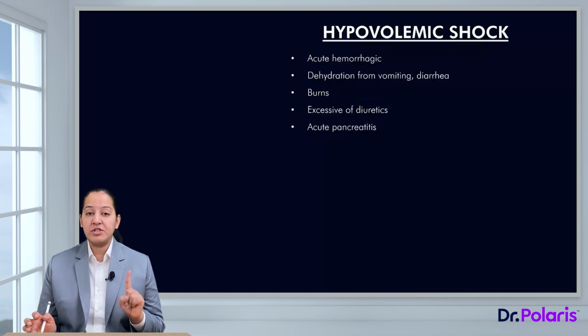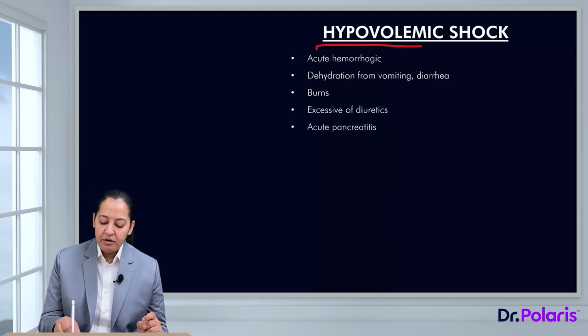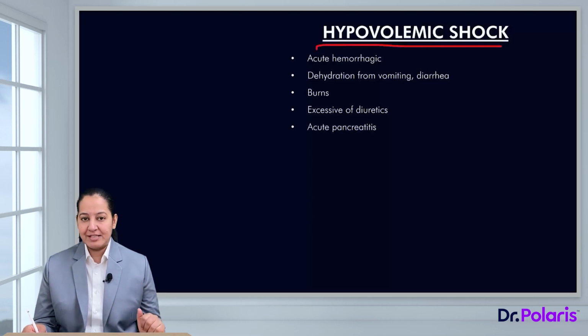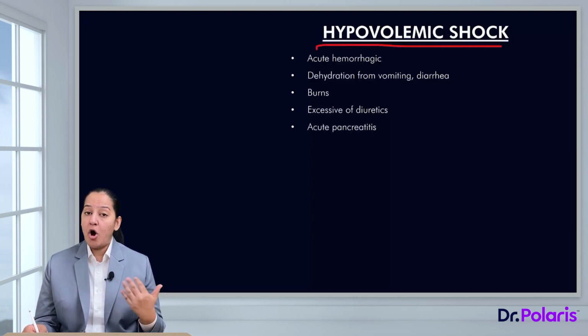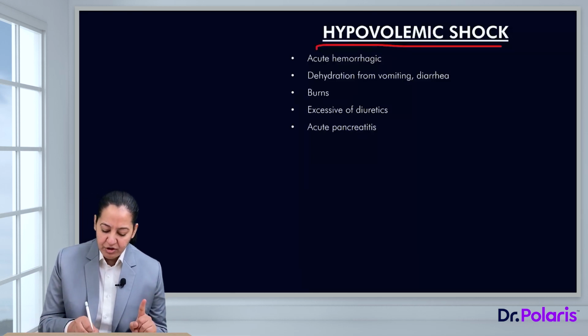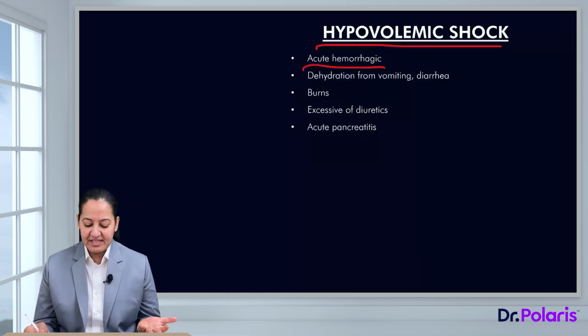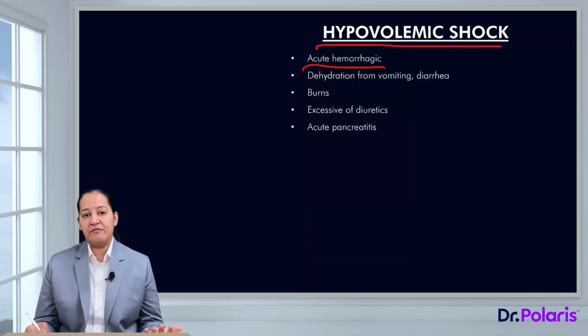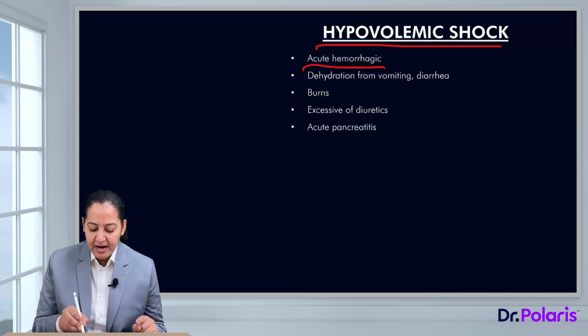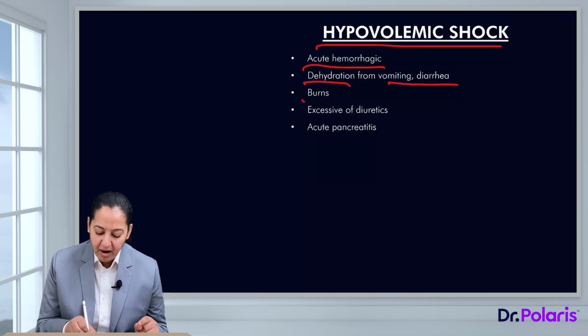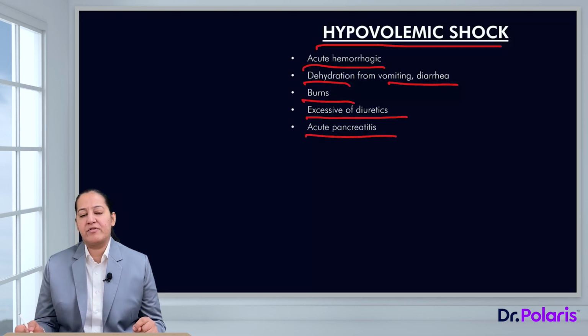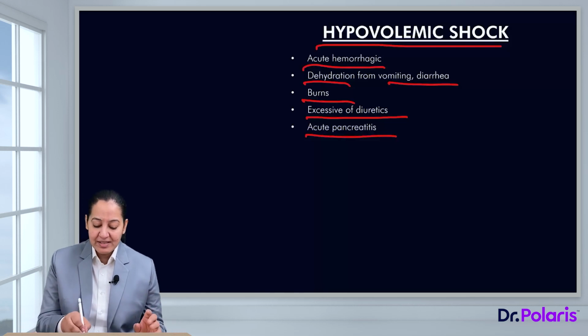The first type, the most important type of shock, is hypovolemic shock. We know that in a human there are 5 liters of blood. If blood loss is there due to any reason, it can be acute hemorrhagic blood loss due to an accident, a road traffic accident, a sudden blood loss, or it can be chronic blood loss in the form of peptic ulcer, hemorrhoids, internal bleeding. So acute or chronic hemorrhage, dehydration due to vomiting and diarrhea, burns, extensive use of diuretics, and acute pancreatitis. Due to any reason, if blood loss or plasma loss is there, so that less than 5 liters is present in the human body, that is known as hypovolemic shock.